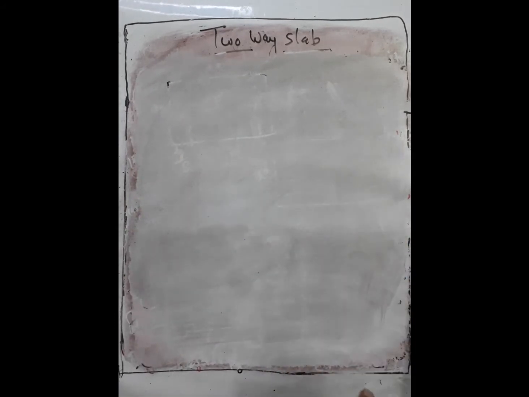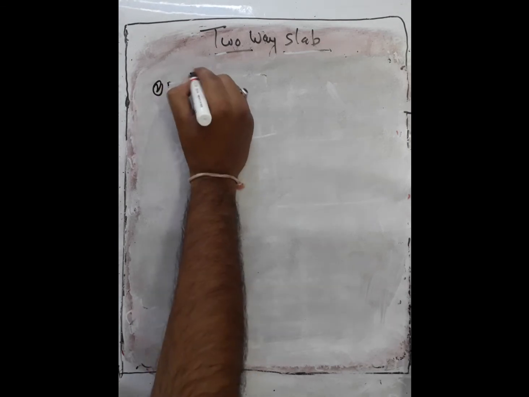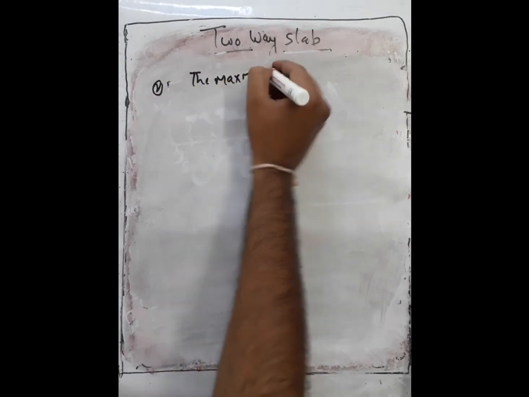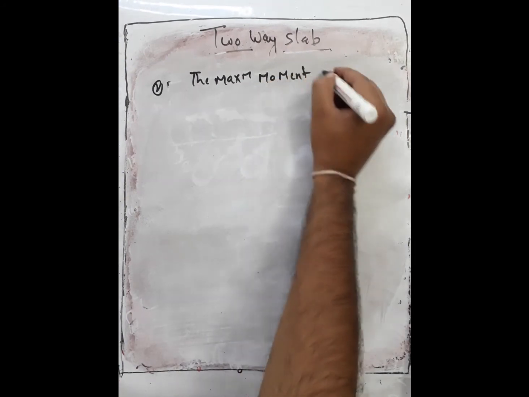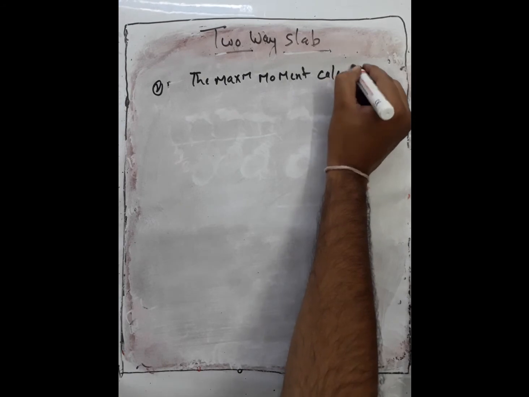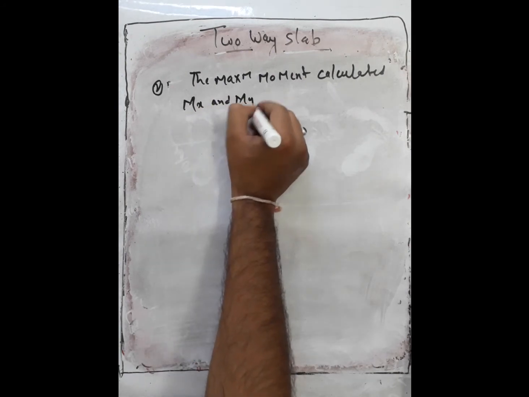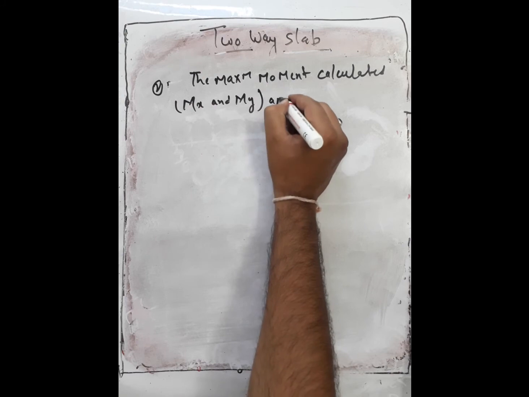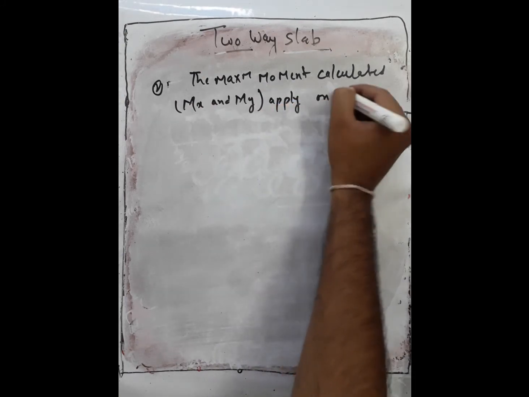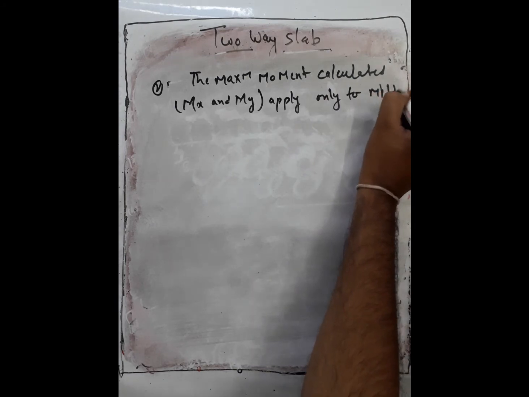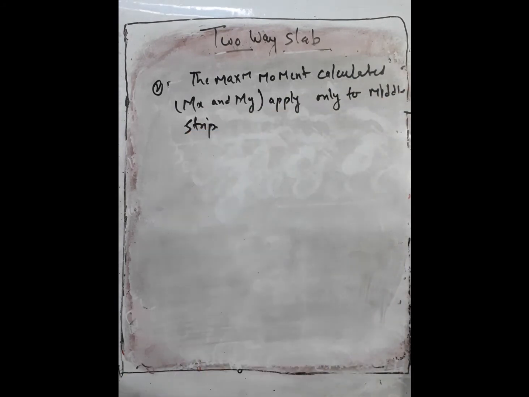Second provision is given: the maximum moment calculated, Mx and My, applies only to the middle strip.